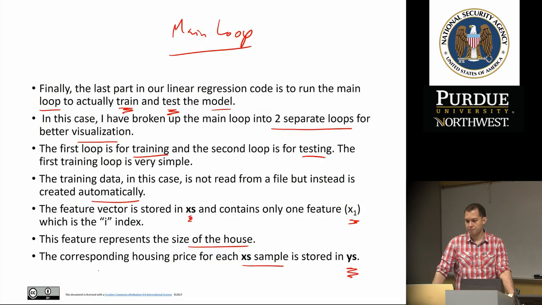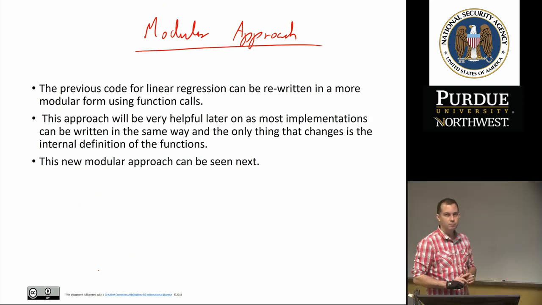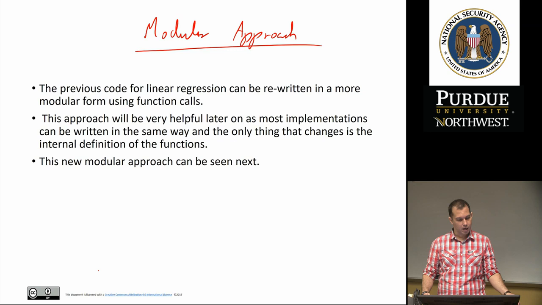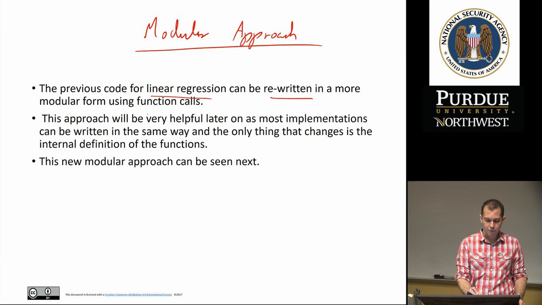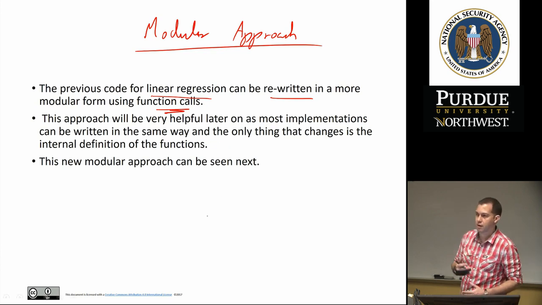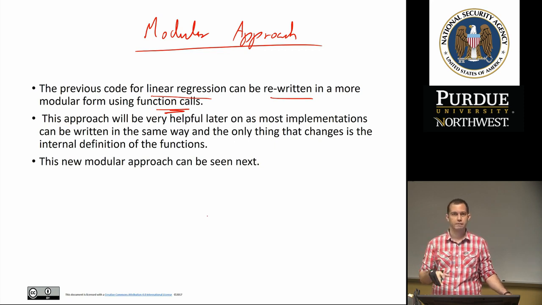All right, so let's go ahead and do that. So, the modular approach. The previous code for linear regression can be rewritten in a more modular form using function calls. This approach will be very helpful later on, as most implementations can be written in this same way. That is to say, as we start to do logistic regression and neural networks and deep neural networks, we will most of the time have an inference function, the cost function, the optimization function, and the evaluation.